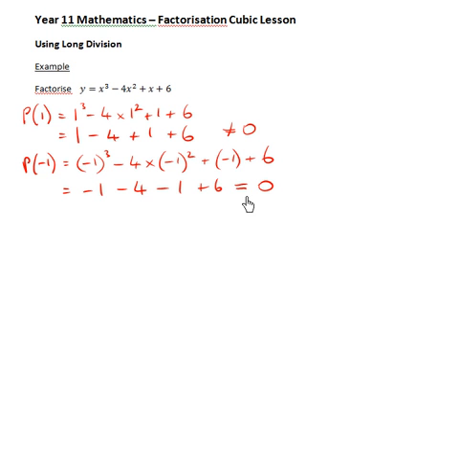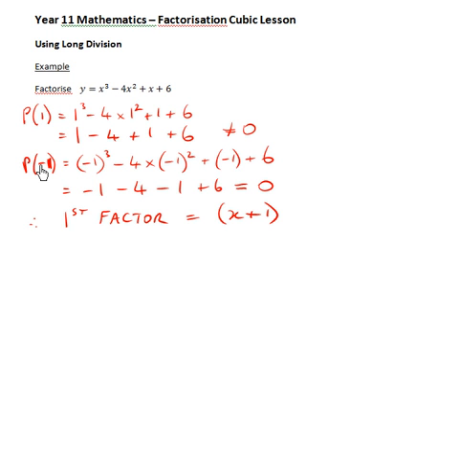So that means that my very first bracket, my very first factor in the factorising, equals x plus 1. So if minus 1 causes the function to equal 0, then the first bracket or the first factor must be x plus 1.